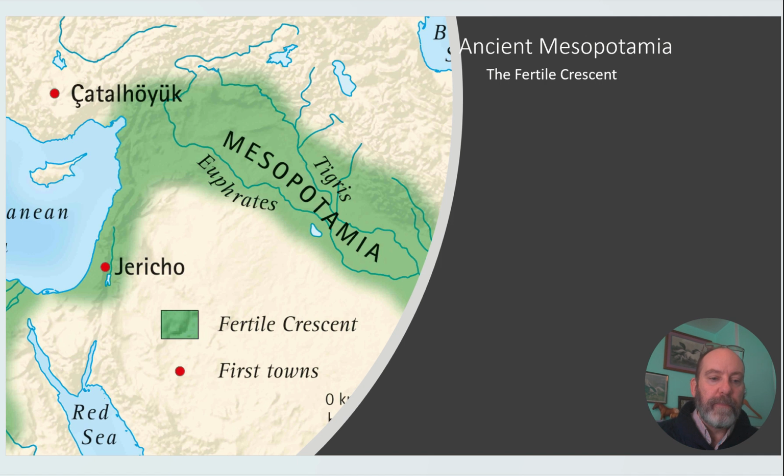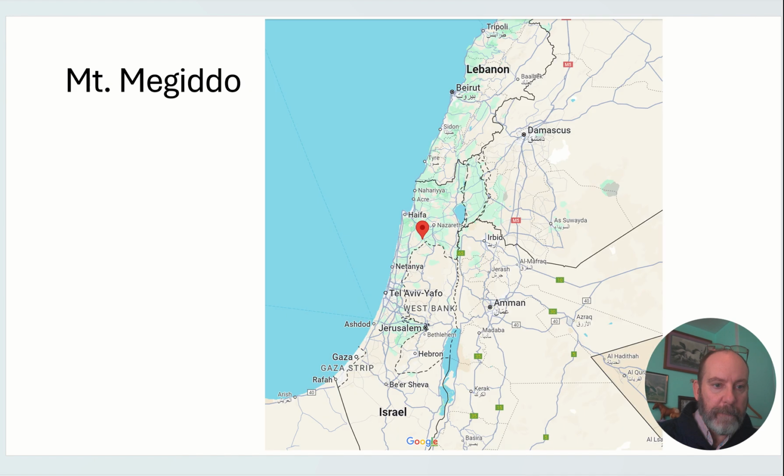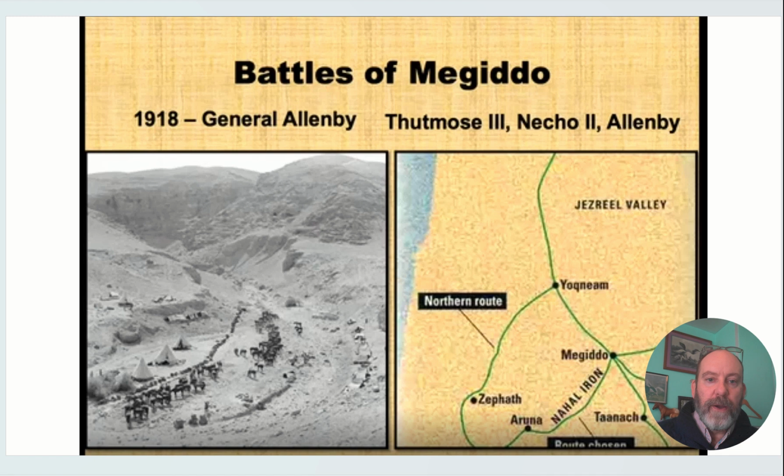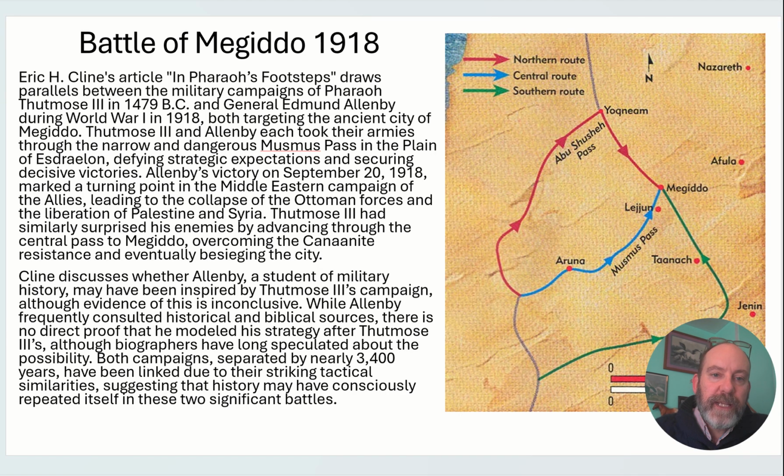So that Battle of Megiddo. So when we look at that, okay, so here is the Battle of Megiddo. We have another battle. So Battle of Megiddo, 1918. General Allenby, and there was the earlier Battle of Megiddo between Thutmose and Necho II. And there's an interesting correlation here. So Eric Cline, in his article in Pharaoh's Footsteps, you can find it online, draws parallels between the military campaign of Pharaoh Thutmose III in 1479 BC.